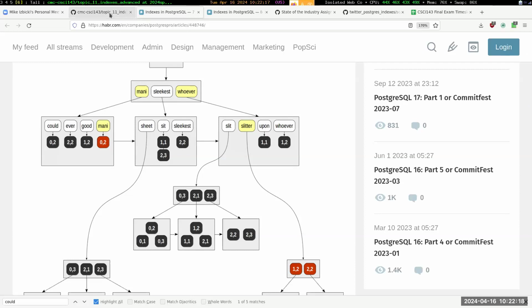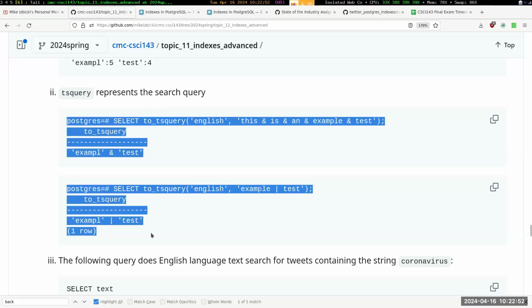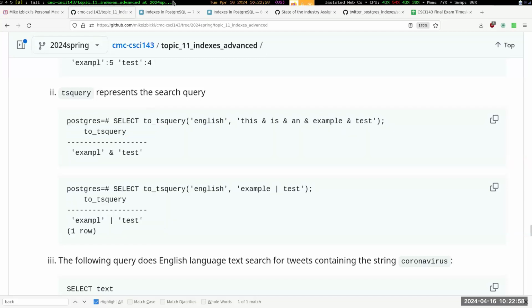I'm going to come back to the notes here for a second. If we look at this TS query section here, both of these queries down here are searching for multiple words at once. This first query is searching for the words example and test, where the document must have both example and test inside of it. And this TS query down here is searching for example or test, where it has either example or test inside of it. And so this is the motivation for what we're talking about next: how do we use this GIN index structure to solve queries that look like this.